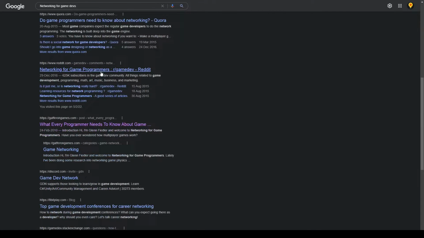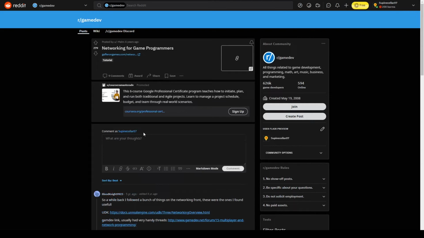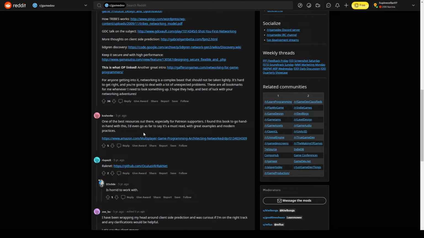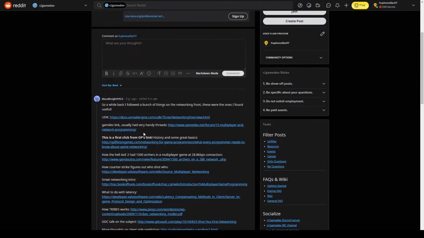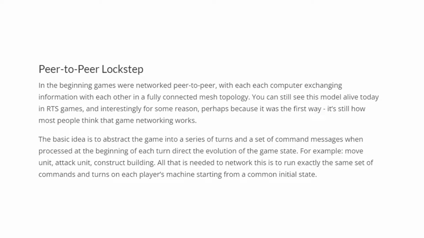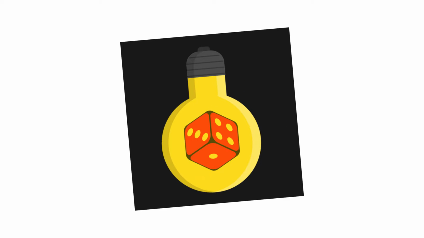Okay, let's try the Reddit link. Oh wow, there are a lot of links. So let's try this one. This looks promising, and according to this website, in the beginning games were networked and peer-to-peer, with each computer exchanging information with each other in a fully connected mesh topology. And if you don't understand, well, it is not a problem.